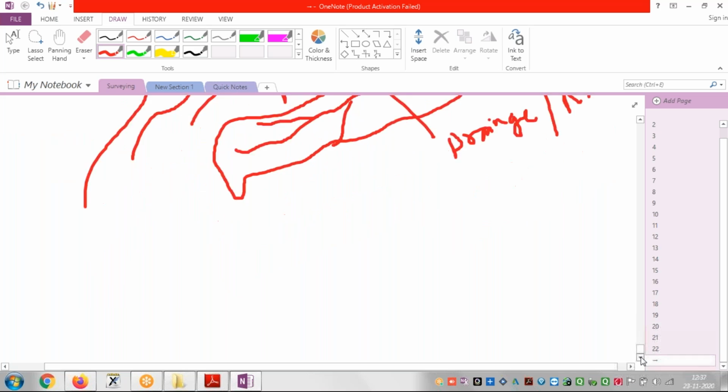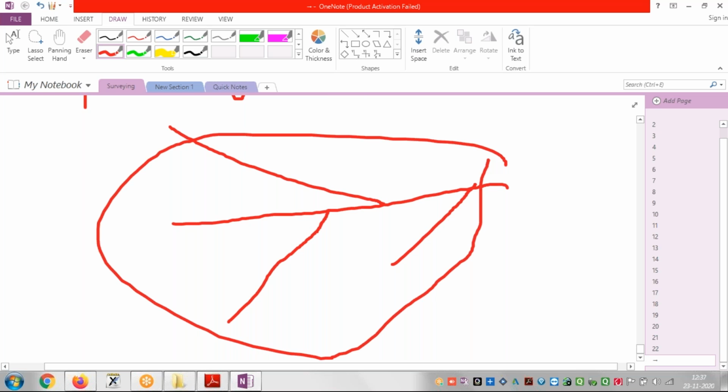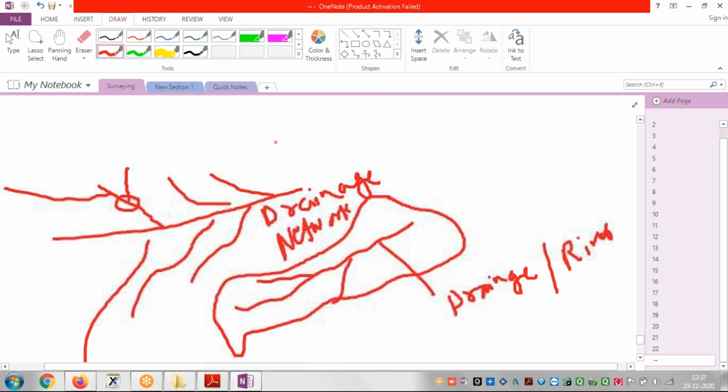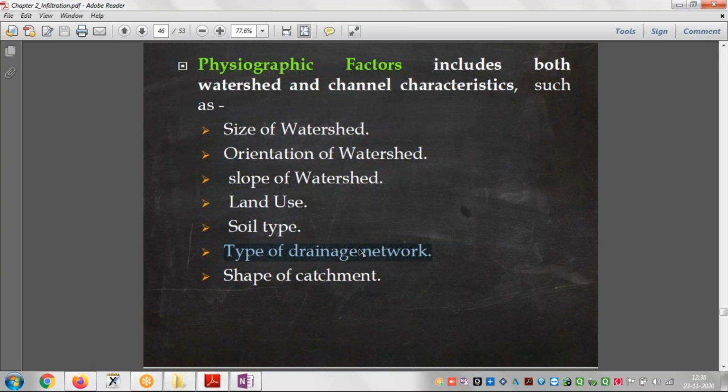But if we see some other network, only one river is there, one river is meeting here, another is here, only one and one here. It means this drainage network is, we can say, not good, right? So if there is more drainage, runoff will be more. So the drainage network must be good, and if it is more, then runoff will be more.